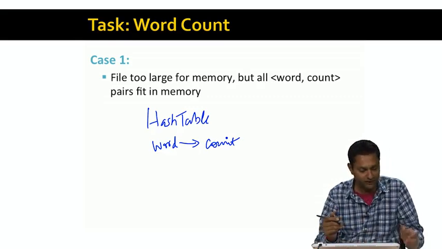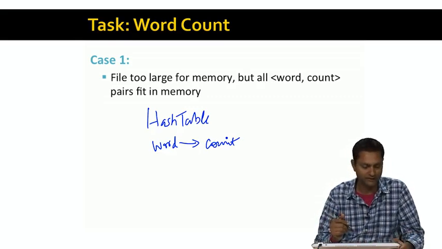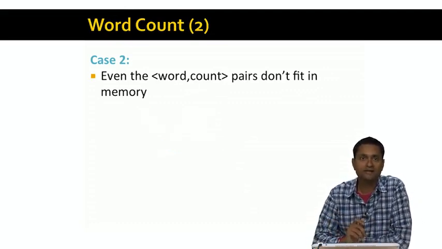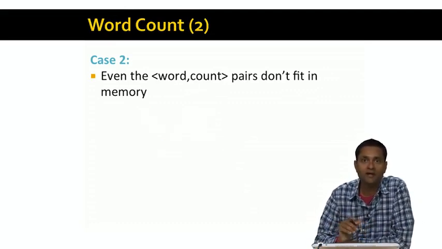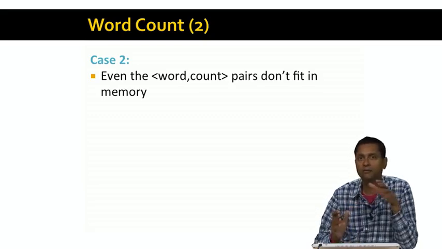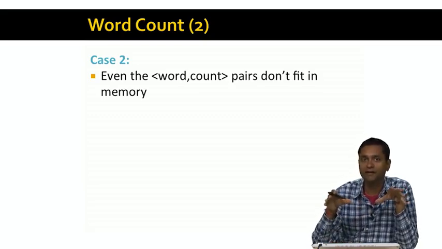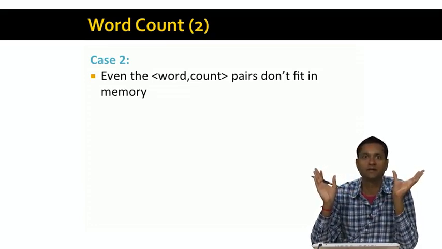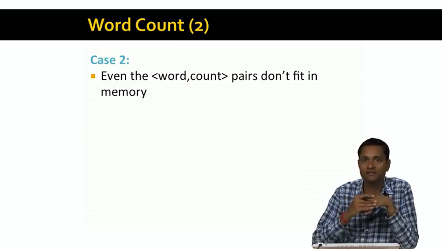This is a simple program that all of us have written many times in some context or the other. Now let's make it a little bit more complicated. Let's imagine that even the word count pairs don't fit in memory, right? The file's too big, and there are so many distinct words in the file that you can't even hold all the distinct words in memory. Now, how do you go about solving the problem in this case?